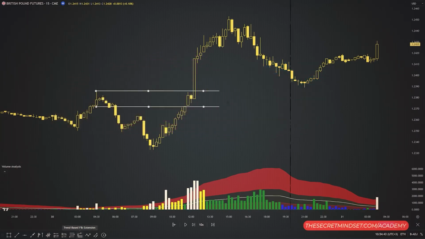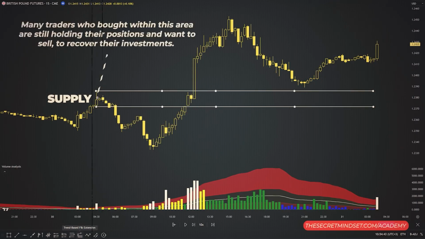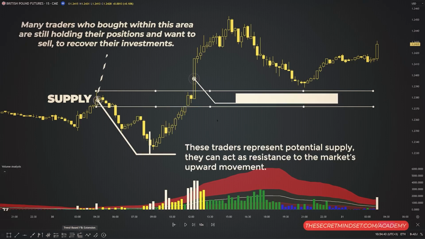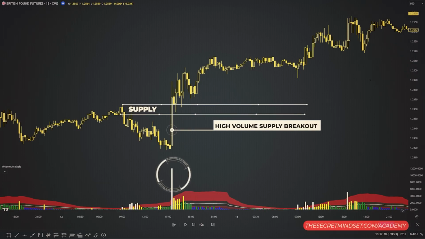When smart money push up through a potential area of supply, which is known as a resistance level, they face a challenge. Many traders who bought within that area are still holding their positions and want to sell to recover their investments. These traders represent potential supply, meaning they can act as a resistance to the market's upward movement. If market makers are expecting higher prices and want a rally, they need to avoid being forced to buy from these traders at what may seem like high prices.